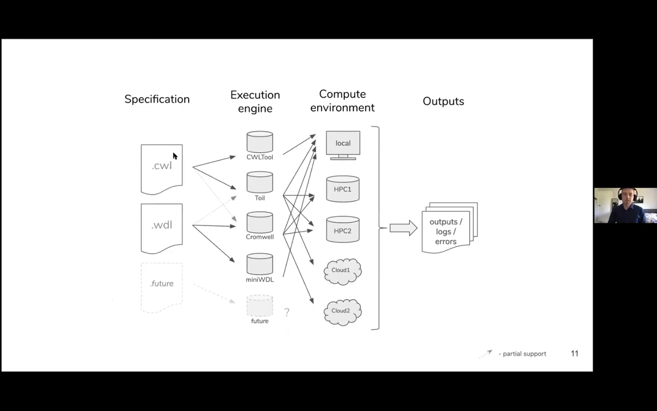When we look at CWL and WDL, we get the following execution overview. So we have some specification and potentially some future workflow spec as well. We have a set of execution engines, and you see there's some crossover, and there's also a set of compute environments. Now, not all of these engines work on all of the different compute environments. And even once we've done all our execution, we'll get a different set of outputs, logs, and errors.